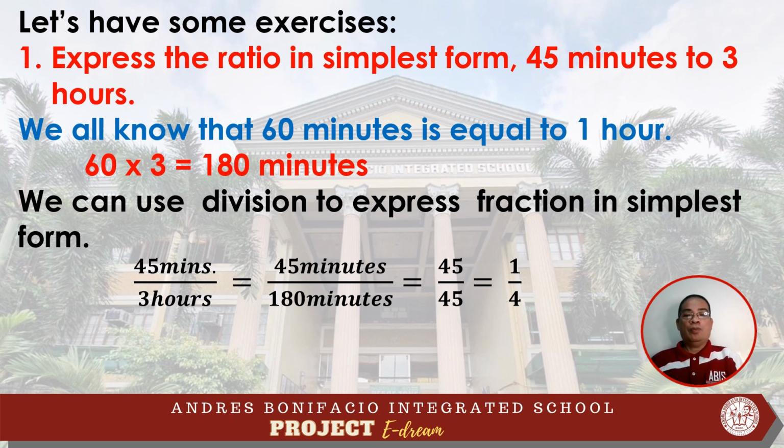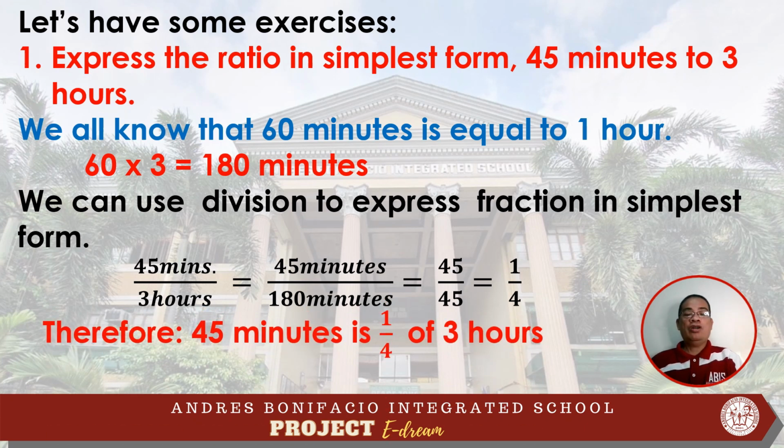Divide both numerator and denominator by 45. 45 divided by 45 is 1. 180 divided by 45 is 4. So the answer is 1/4. Therefore, 45 minutes is 1/4 of 3 hours.